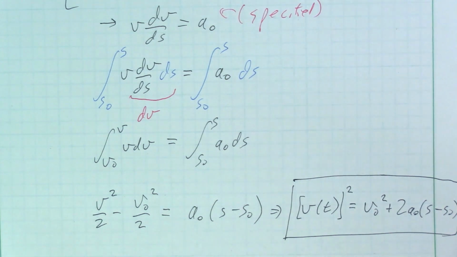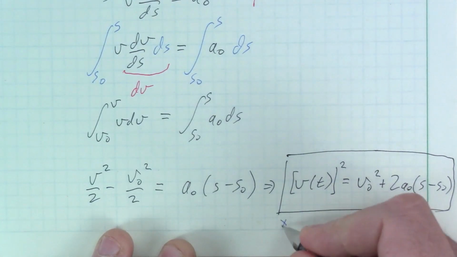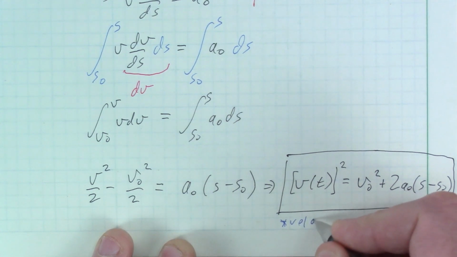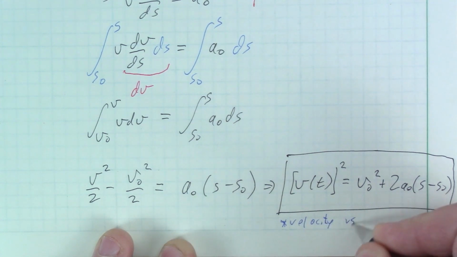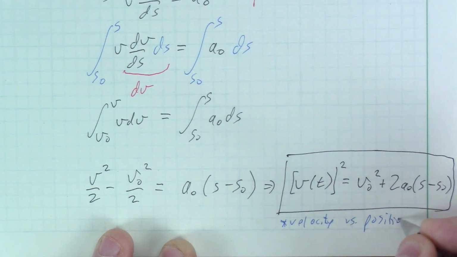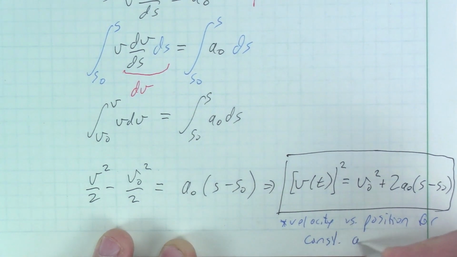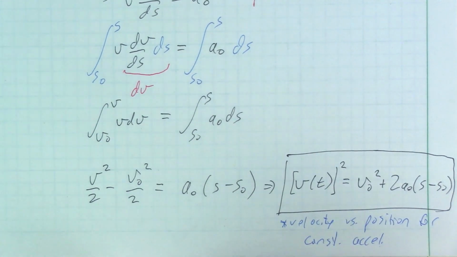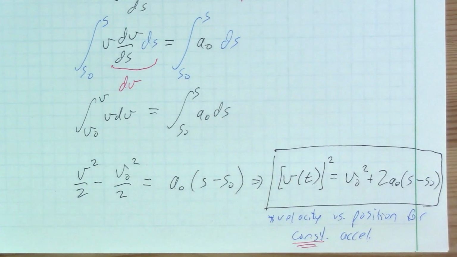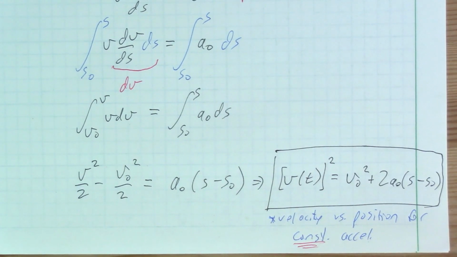Okay, this is the result for velocity versus position, not as a function of time, for the constant acceleration case. Don't try to use this when you can't justify a claim that acceleration is constant. Okay, great. So we're done with the two A and B.